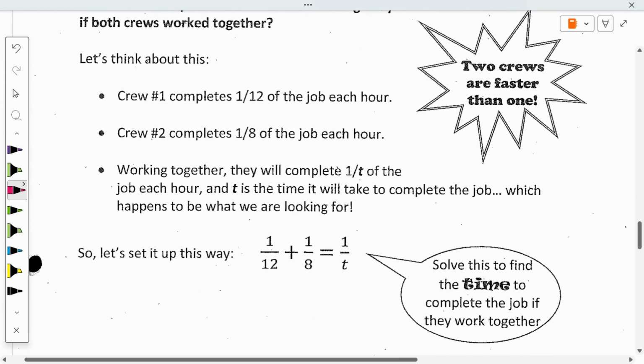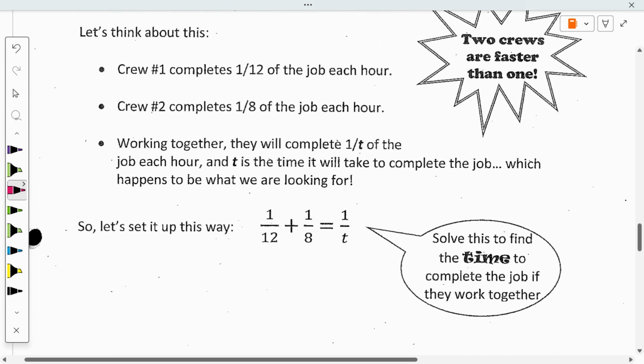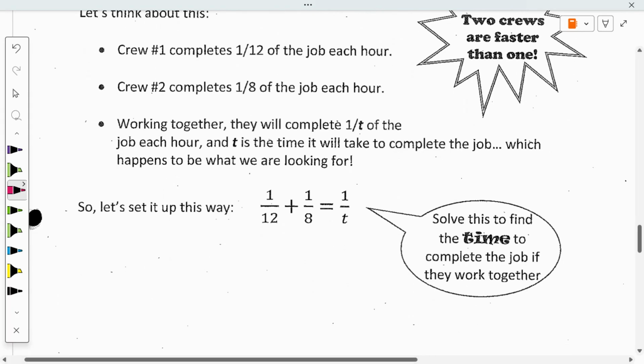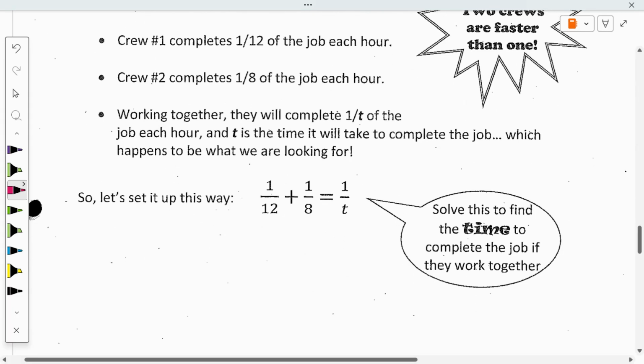So here's what happens. We set up an equation. 1 over the time of the first crew plus 1 over the time of the second crew equals 1 over the time when they work together. So how are we going to solve this? Well, we got to find a GCF, or a least common denominator. What's a number that both 12 and 8 go into?